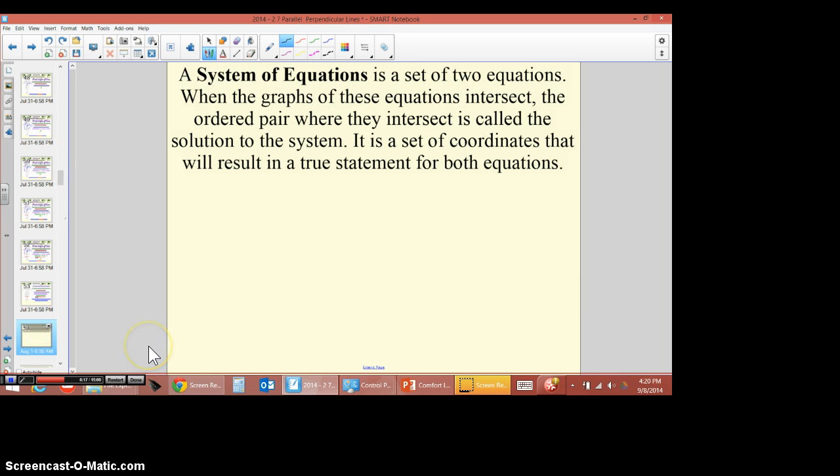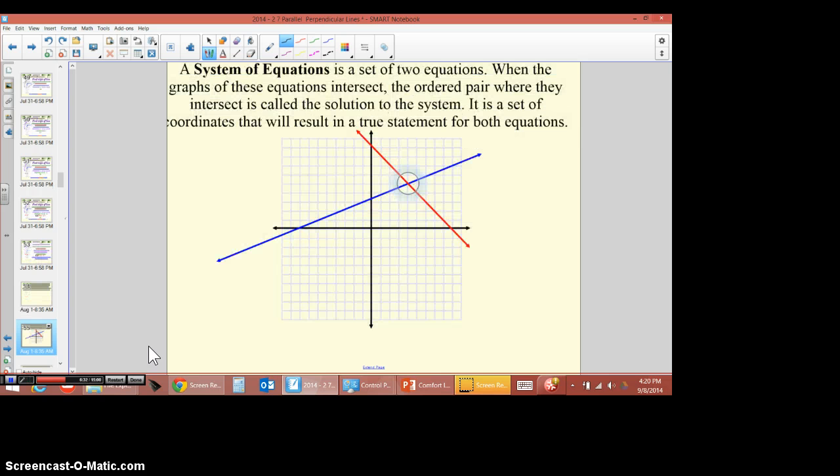All right, systems of equations are a set of two equations. When the graphs of these equations intersect, the ordered pair where they intersect is called the solution to the system. Okay, I'm okay with that. Systems of equations are pretty simple. We look here. Where do they cross? The blue and red lines look like they cross at 4, 5 or something like that. Regardless, the statement is true for both equations at that point. It provides solutions to both the red and the blue line. So we call that the solution to the system of equations.